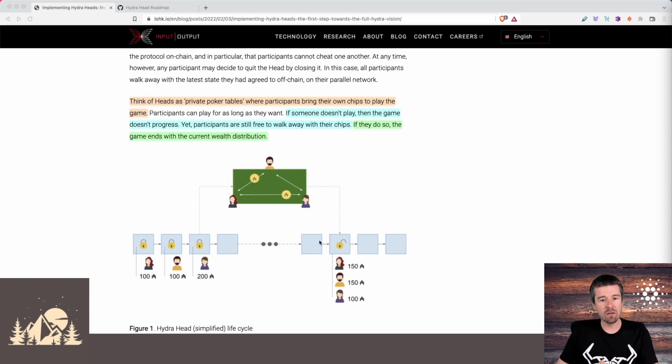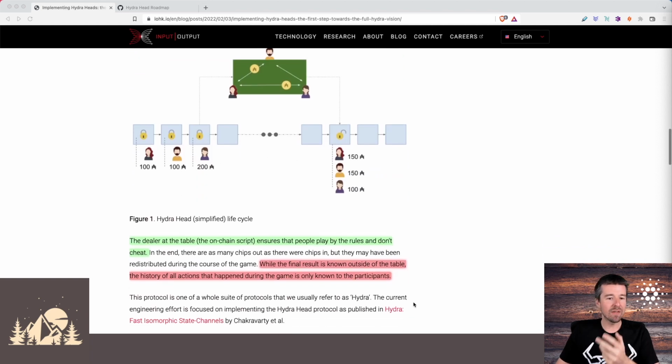And so when you think of it this way, with the layer one Cardano blockchain being the whole casino itself, and then the layer two Hydra head being the poker table, we can think of it in terms of the dealer at the table, the on-chain script that's running on the Hydra head, that's what makes sure that everyone plays by the rules and that no one cheats. So you have that security that everyone is playing by the right rules and everyone's doing what they say they're gonna do because you have this dedicated dealer, this Plutus script that's running on the separate head.